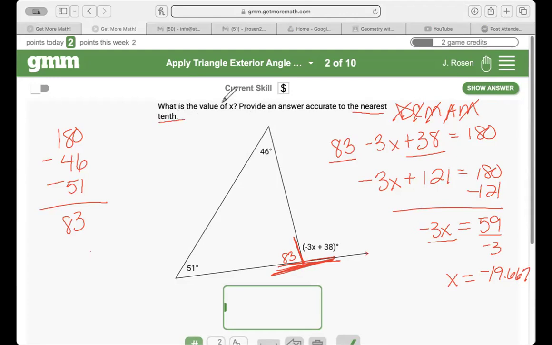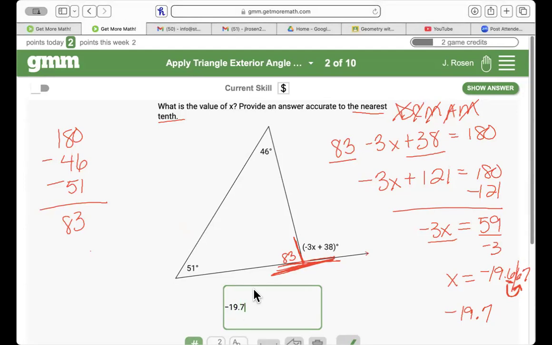So make sure you know how to round as well. The tenths place is one place after the decimal. You look behind that. If that number is 5 or bigger, this one goes up 1. So it'd be negative 19.7, right? We look at the place value behind what we're looking at, and if this number here is 5 or bigger, then the one we're looking at goes up 1. So our answer is that x equals negative 19.7.